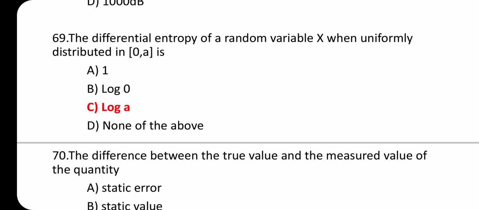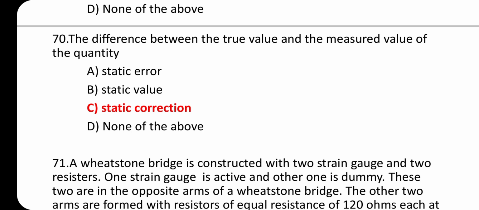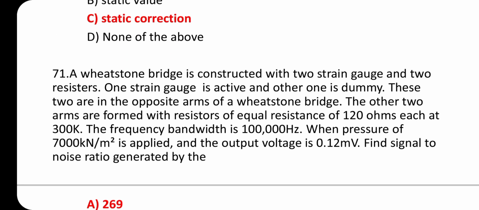The differential entropy of a random variable x when uniformly distributed in 0, a is option C, log a. The difference between the true value and the measured value of the quantity is static correction, option C.